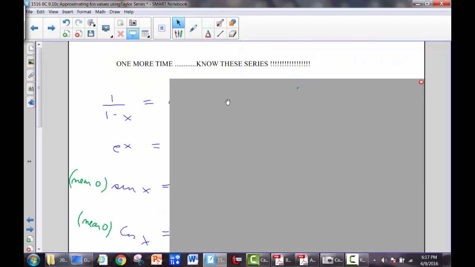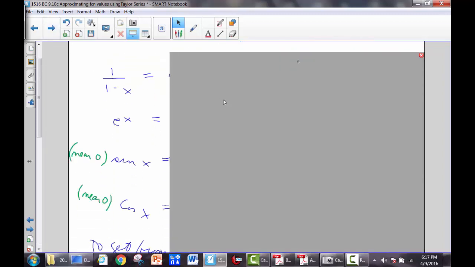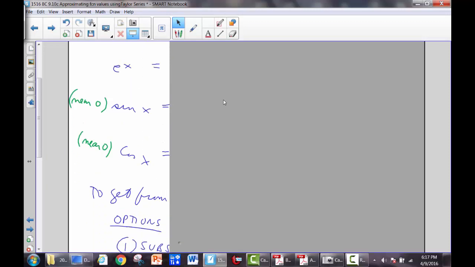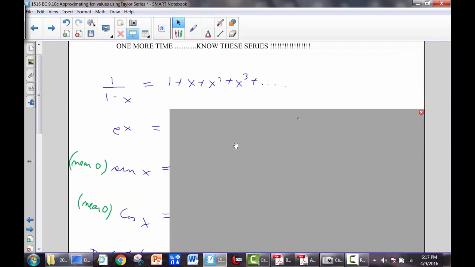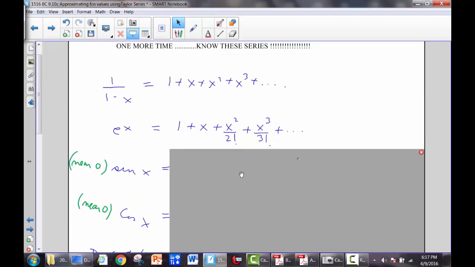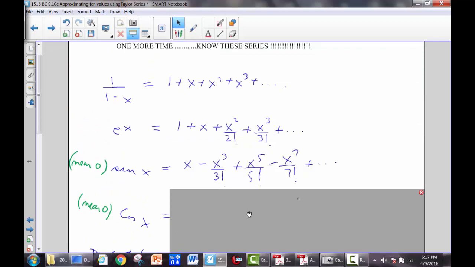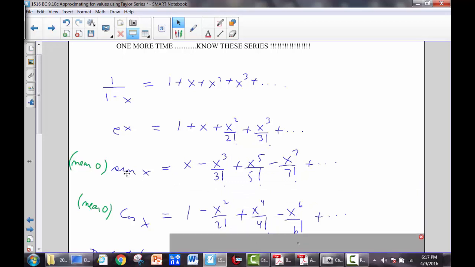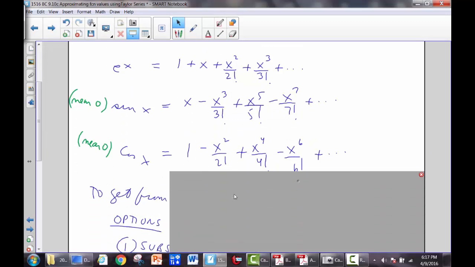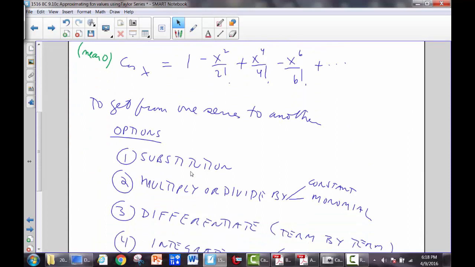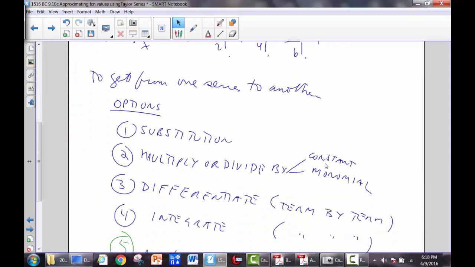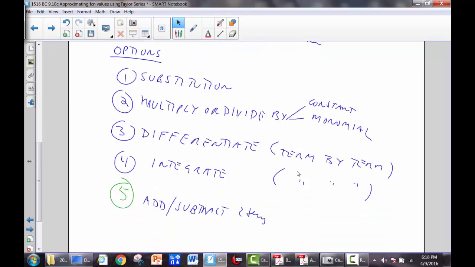So one more time, know these series. These are the ones you want to know without having to make the table: 1 over 1 minus x, e to the x, sine x, cosine x, remember odd function, even function. And to get from one series to the next, you have options of substitution, multiply or divide by a constant or monomial, differentiate term by term, integrate term by term, add or subtract two series.